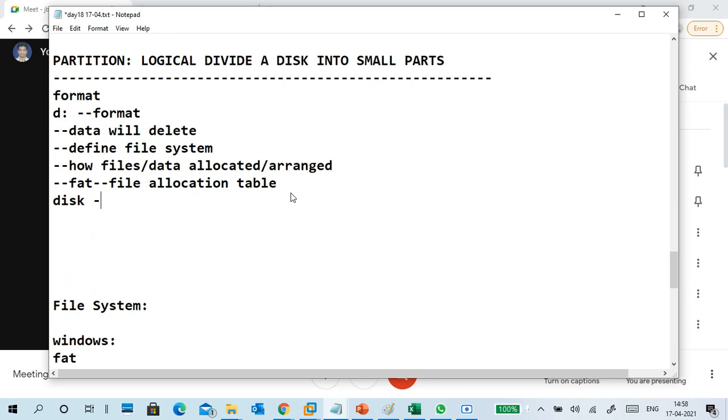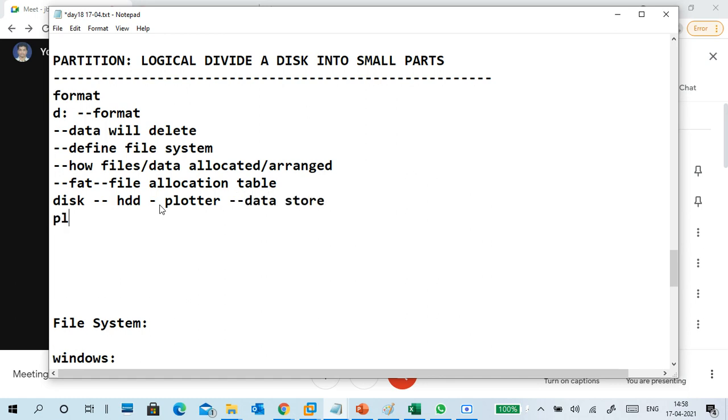So in a disk, understand the disk. Disk means hard disk or anything. Normally if you take a hard disk, you have a platter where data is stored, in a platter only. But this platter is round. You can take the picture also, you can google it for pictures.